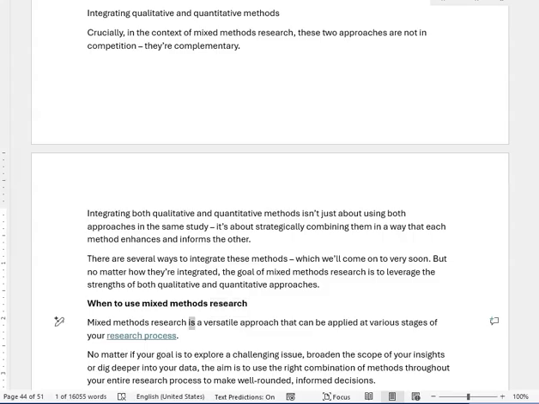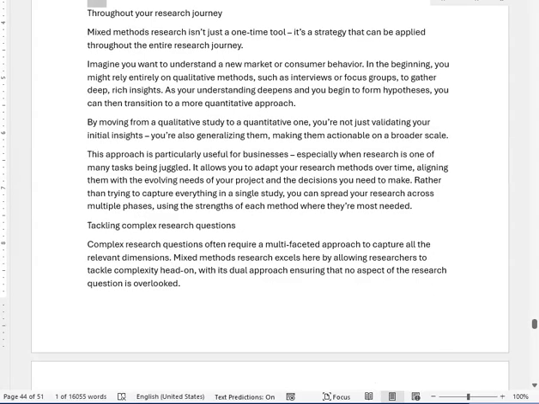When to use mixed methods research. Mixed methods research is a versatile approach that can be applied at various stages of your research process. No matter if your goal is to explore a challenging issue, broaden the scope of your insights, or dig deeper into your data, the aim is to use the right combination of methods throughout your entire research process to make well-rounded, informed decisions. Let's look at the core applications. Throughout your research journey, mixed methods research isn't just a one-time tool. It's a strategy that can be applied throughout the entire research journey.